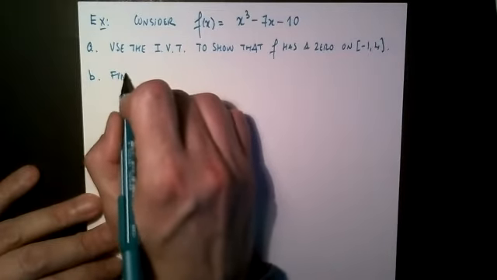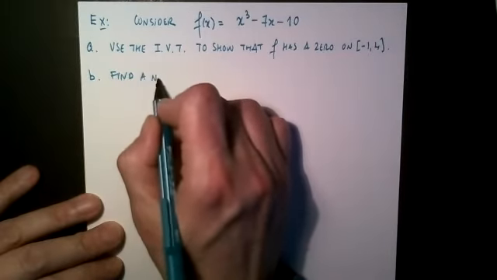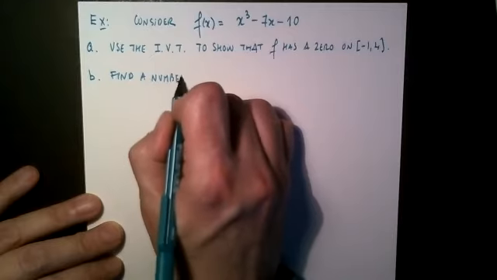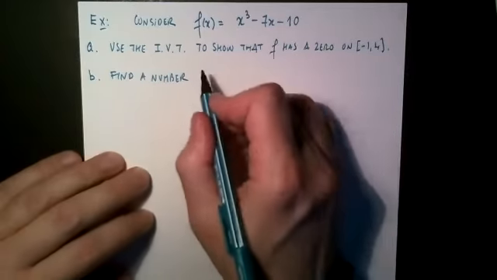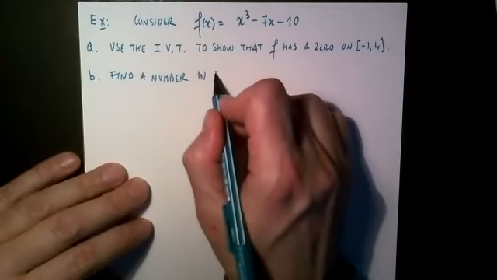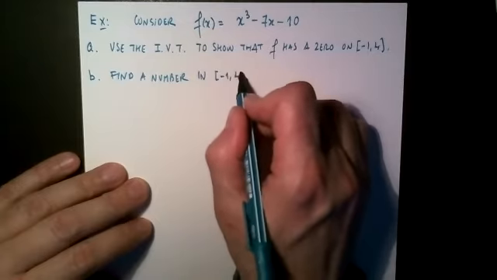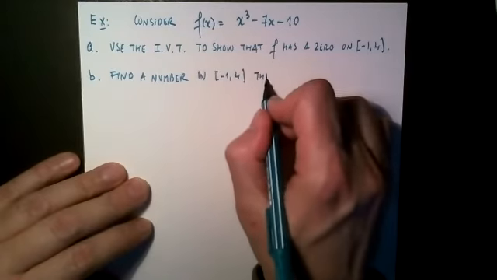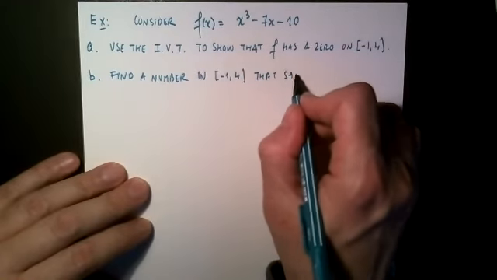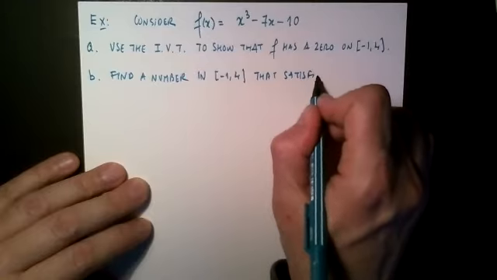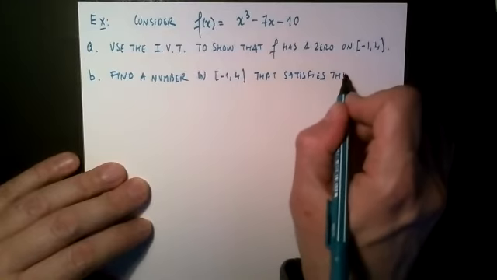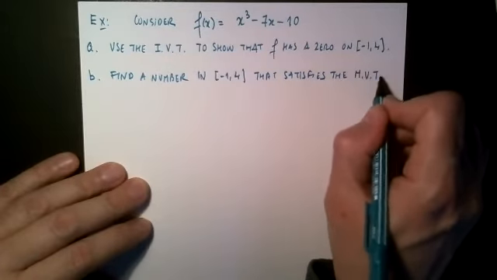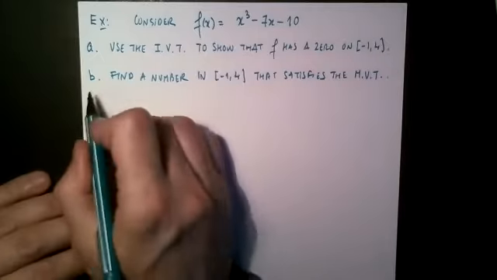Find a number in [-1, 4] that satisfies the MVT, so the mean value theorem.